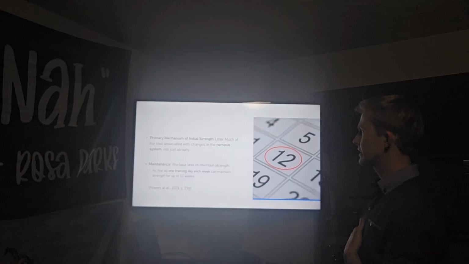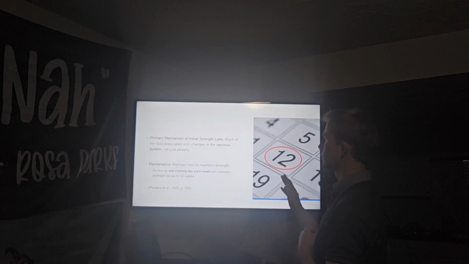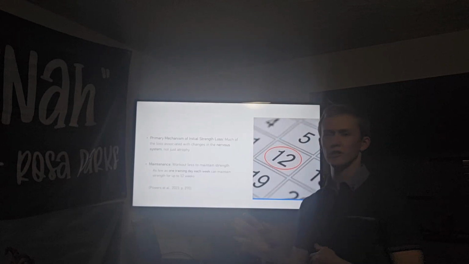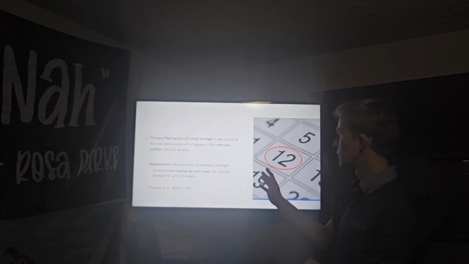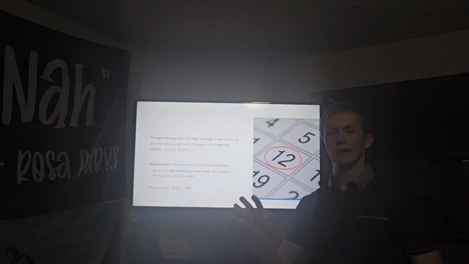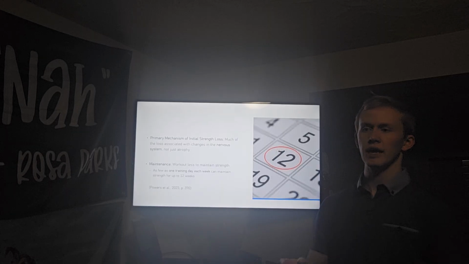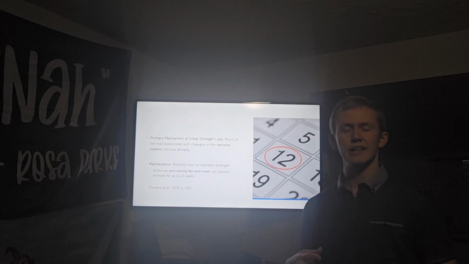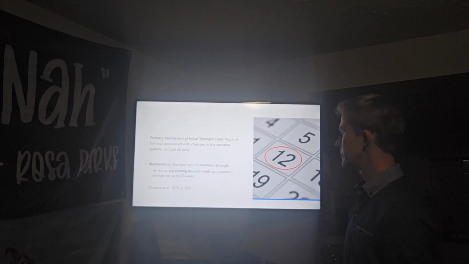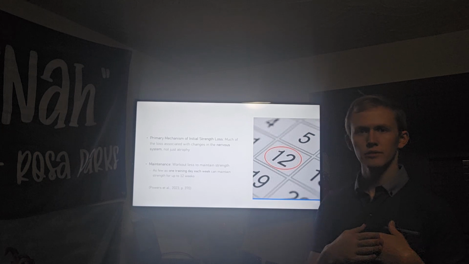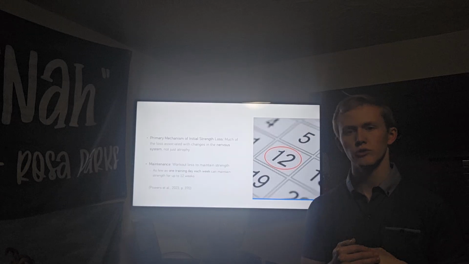So the primary mechanism of initial strength loss: most of the loss is associated with changes of the nervous system and not just atrophy, or the loss of muscles. It's more due to the nervous system, and kind of going back to that analogy of the long distance runner, the attributes that they gained, or that their body adapted to be able to run those distances, are more likely to be lost faster than the attributes that you gain doing resistance training.